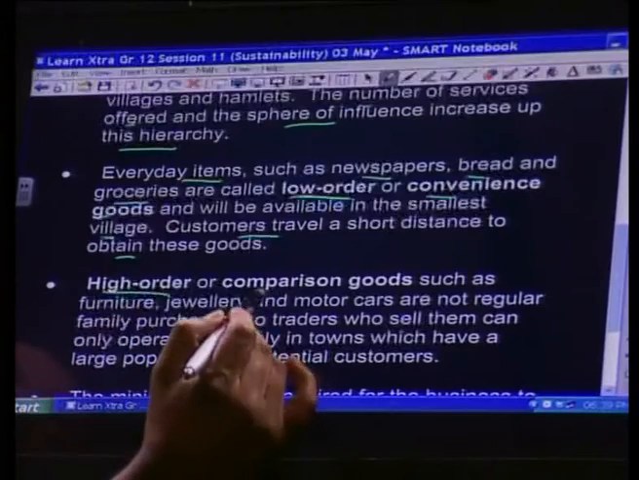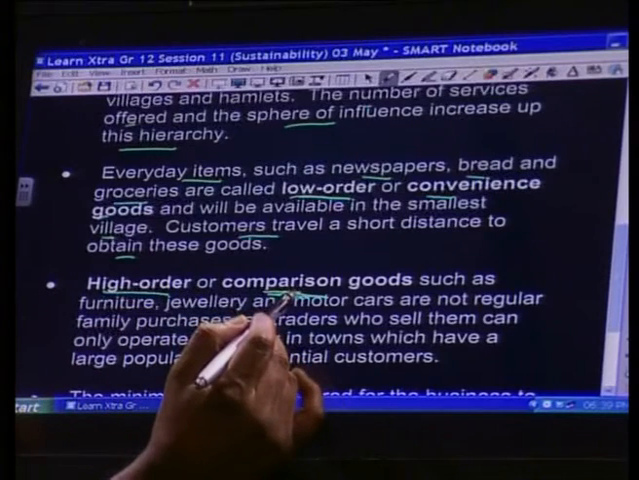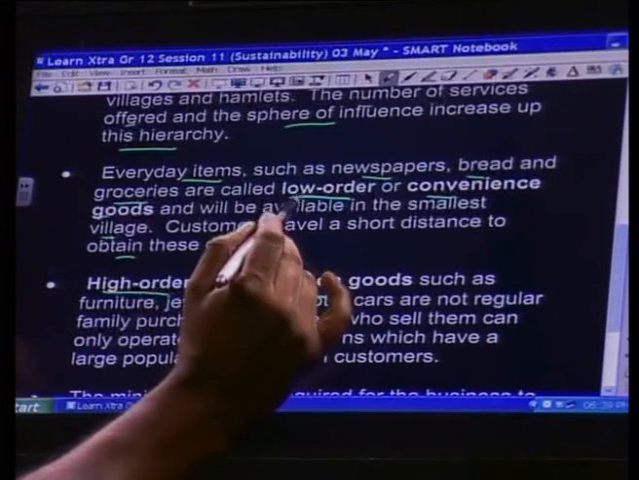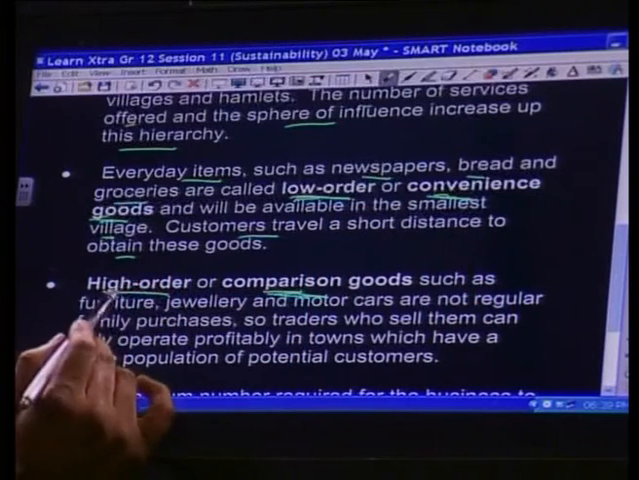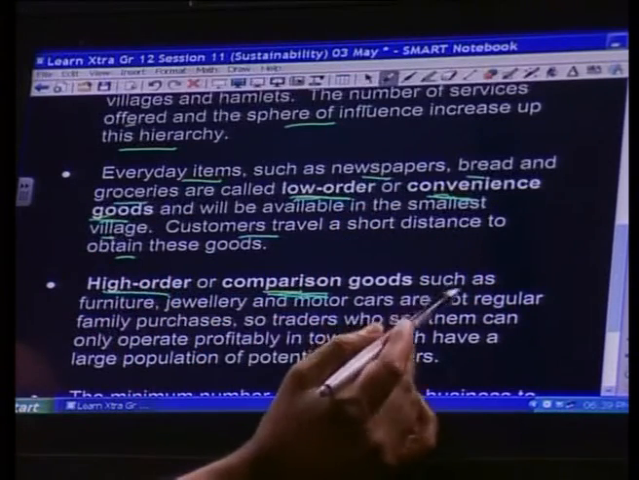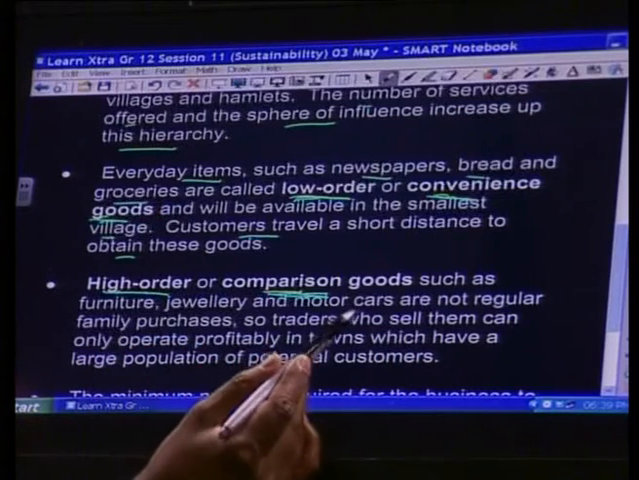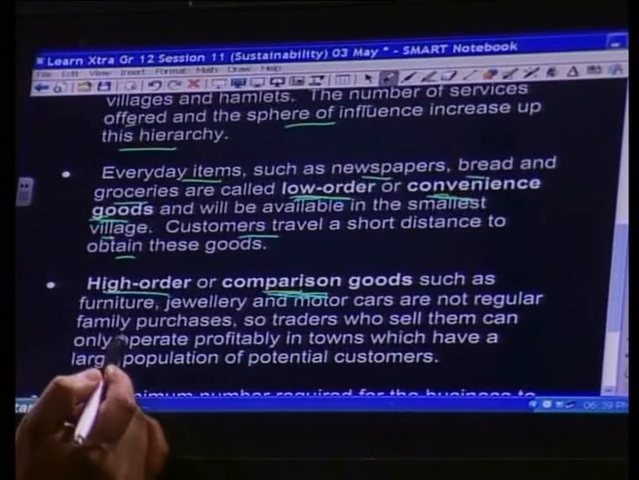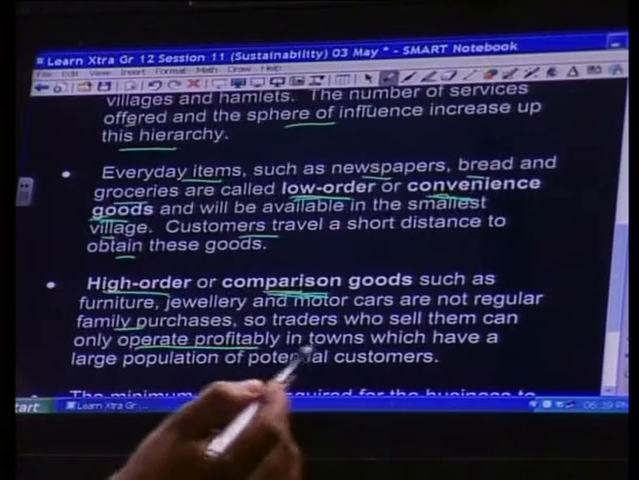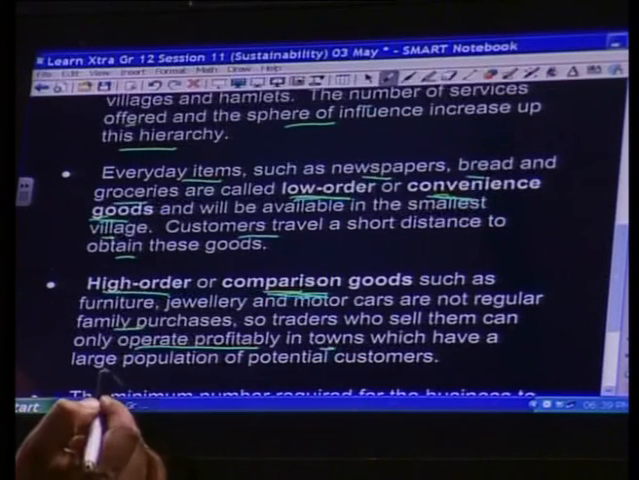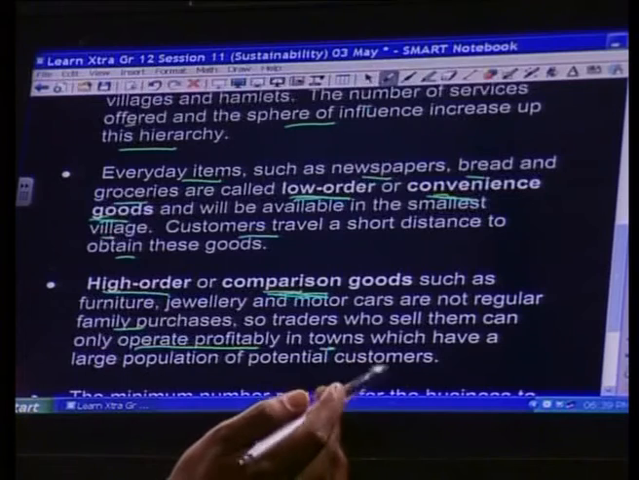High order or comparison goods. Note the terms associated with high order and low order. For low order, we can also refer to it as convenience goods. For high order, comparison goods, such as furniture, jewelry, and motor cars, are not regular family purchases. So traders who sell them can only operate profitably in towns which have a large population of potential customers. Simply, high order goods are serviced by a larger sphere of influence.